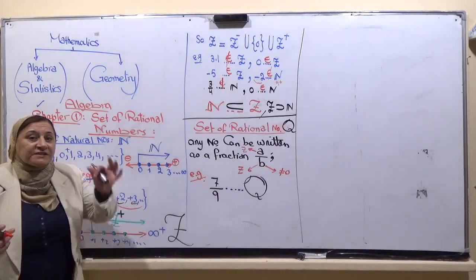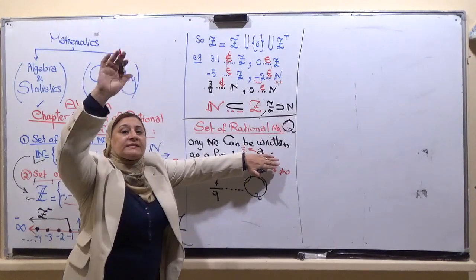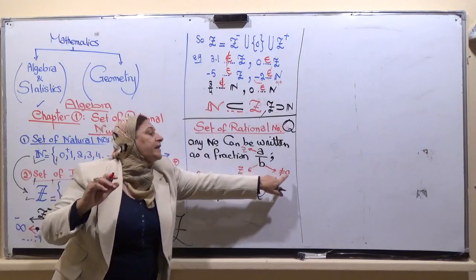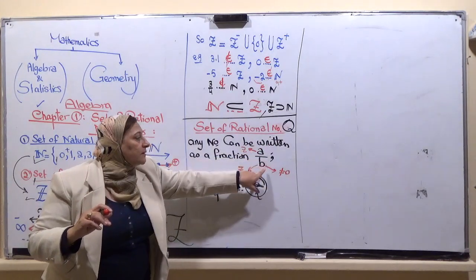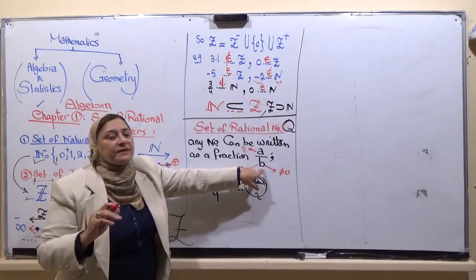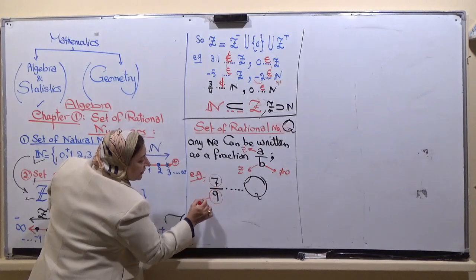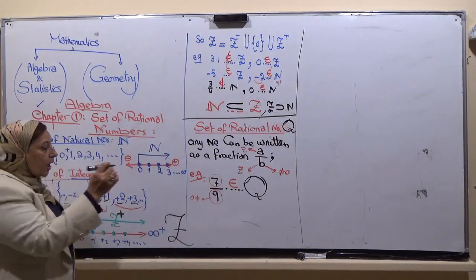We have conditions. Up is an integer, down is an integer, and non-zero. So this can be 0? Yes, the numerator can be 0, but it's impossible for B to be 0. So this is an integer, good. This is an integer, good. And this is non-zero, yes. So it belongs to Q. Okay.